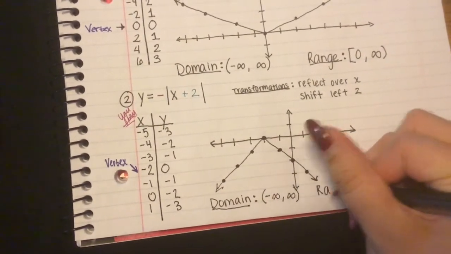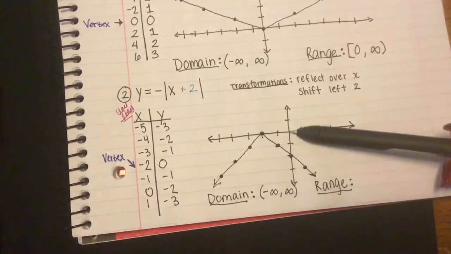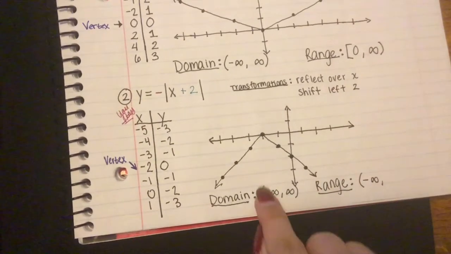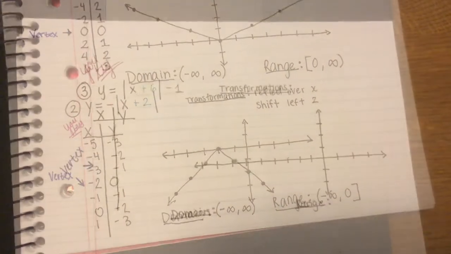So pay attention. Remember, read your graph from bottom to top. The first y value we get to is negative infinity here. Those arrows are pointing down forever and ever and ever. And the last y value we get to is 0.